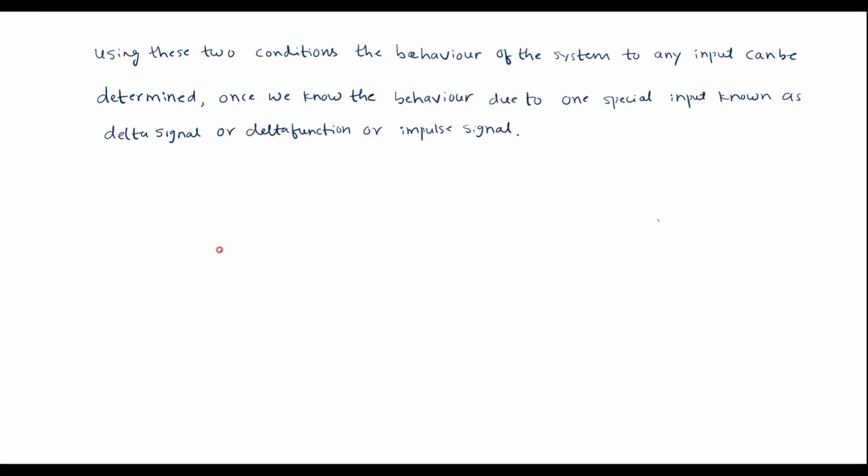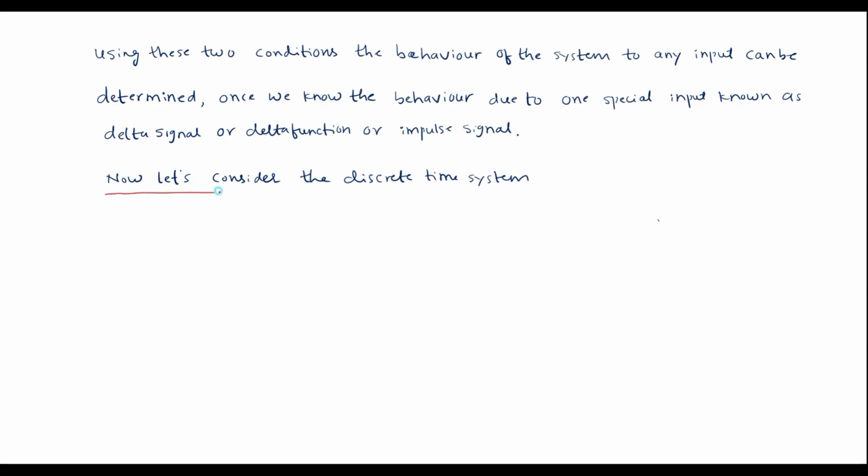These two properties play an important role to determine the behavior of the system. Using these two conditions, the behavior of the system to any input can be determined, once we know the behavior due to one special input known as delta signal or delta function, also known as impulse signal.